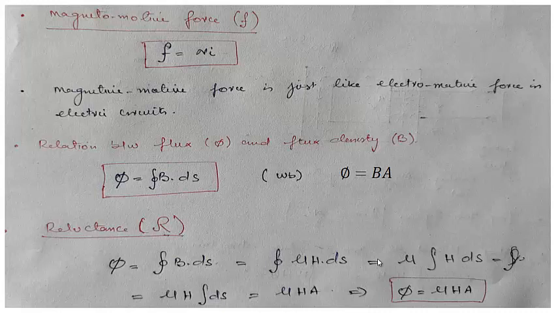As I have told you, reluctance is nothing but the property of the magnetic material in which it opposes the passage of the flux lines. So this is quite similar to that of the resistance that opposes the flow of the current. So phi is equal to B dot ds, where B is equal to mu into H, it will be equal to mu dot ds. So mu is a constant to be taken outside, and as I have told you, H into ds, they might be in the same direction.